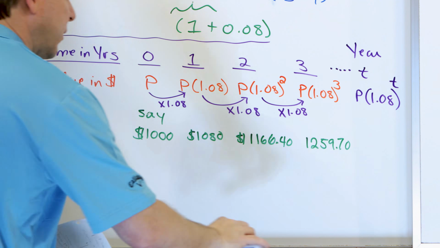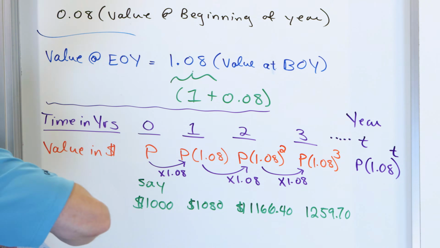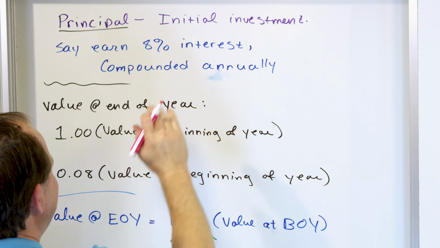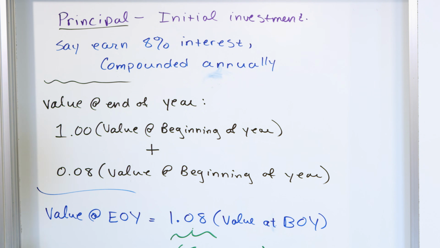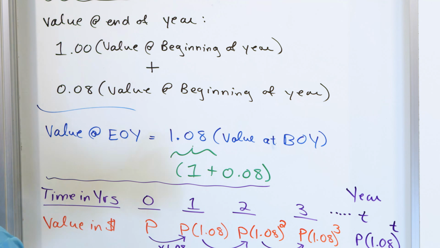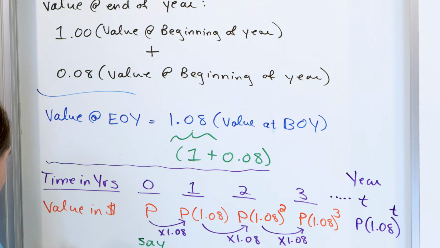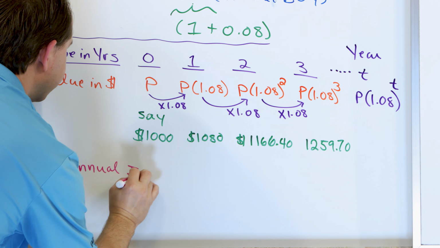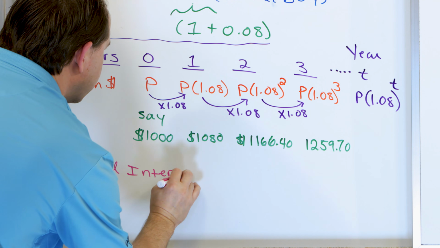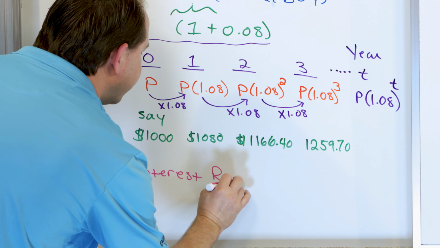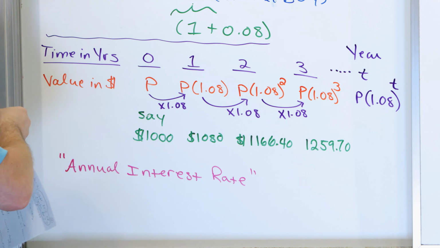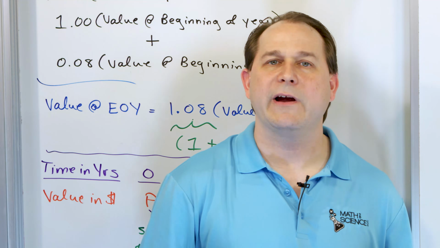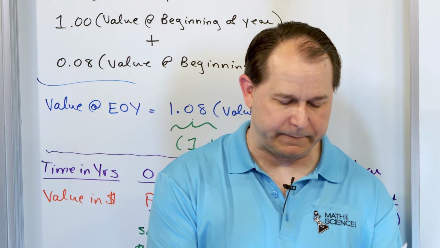Okay? Now, one more definition I want to give you before we go on to the next board is for this example, we were saying that we earned 8% interest compounded annually. Okay? So what this means, the actual term that you're going to see in your problems, this is called an annual interest rate. It's an interest rate because it's the percentage you multiply by, and it's annual because it means you do it every year. Every year I get another 8%. Every year I get another 8%, and so on.